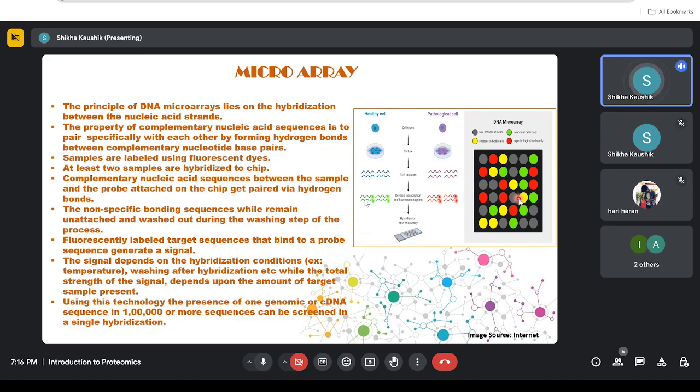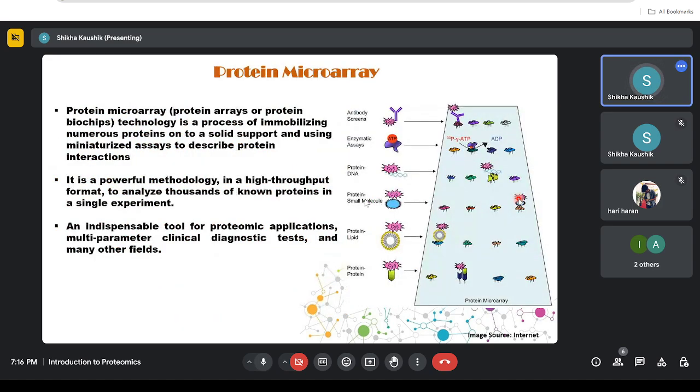So using this technology, the presence of one genomic or cDNA sequence in 1 lakh or more sequences can be screened in a single hybridization. So in a single go, you can screen out so many sequences. So this is the beauty of DNA microarray.